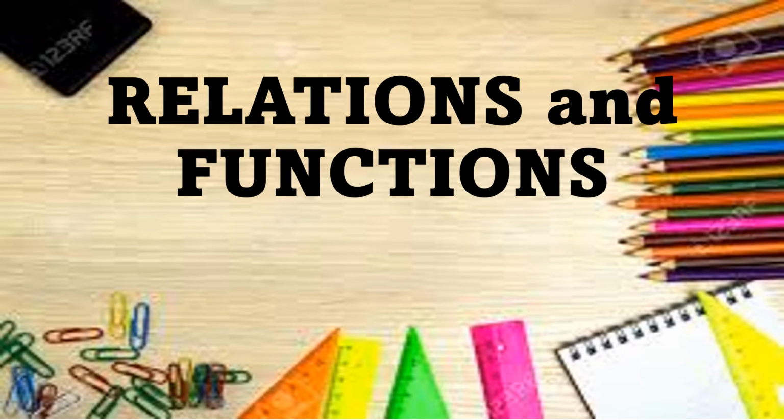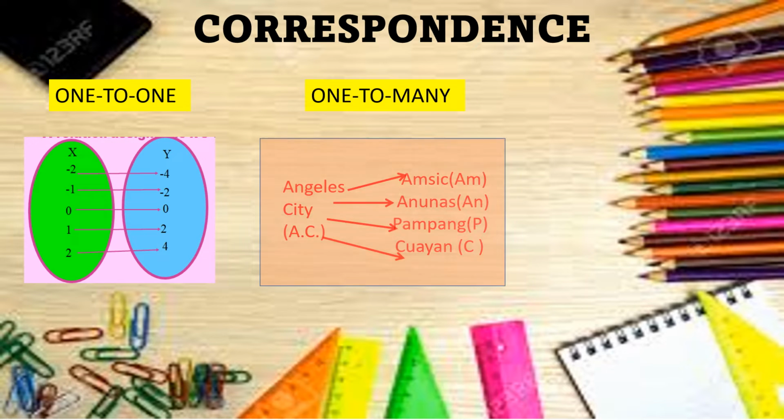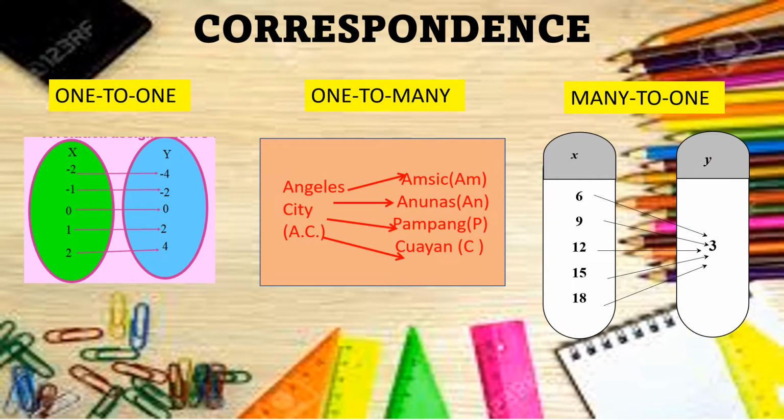For the second part of our discussion, we will be discussing relations and functions. So let's start with the correspondence. For the correspondence, we have three types. We have one-to-one, one-to-many, and many-to-one. So based on the given examples, you will know which type of correspondence it is based on the x values and y values.